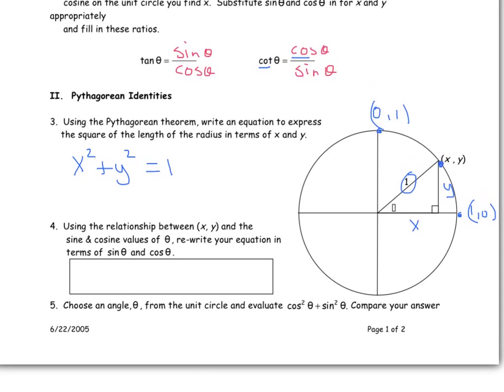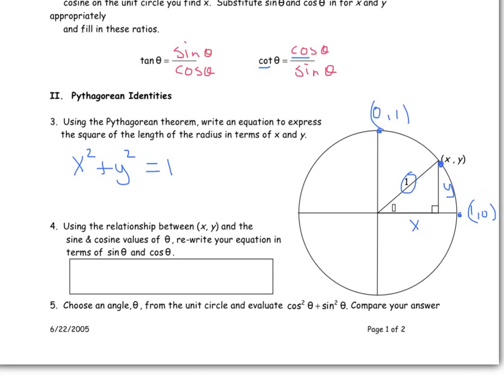Alright, so in the next blank, it says to use the relationship between x and y and the sine and cosine values of theta to rewrite your equation in terms of sine of theta and cosine of theta. So I want you to think about what does the x-coordinate on the unit circle represent? What function does the x-coordinate represent? What does the y-coordinate on the unit circle represent? And so then I want you to replace x and y in the Pythagorean theorem equation with those functions. So instead of writing x and y, I want you to write the trig functions that those are related to. Pause the video.